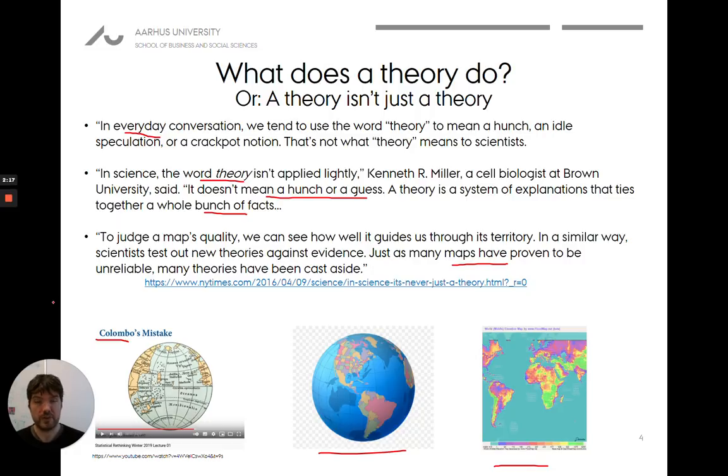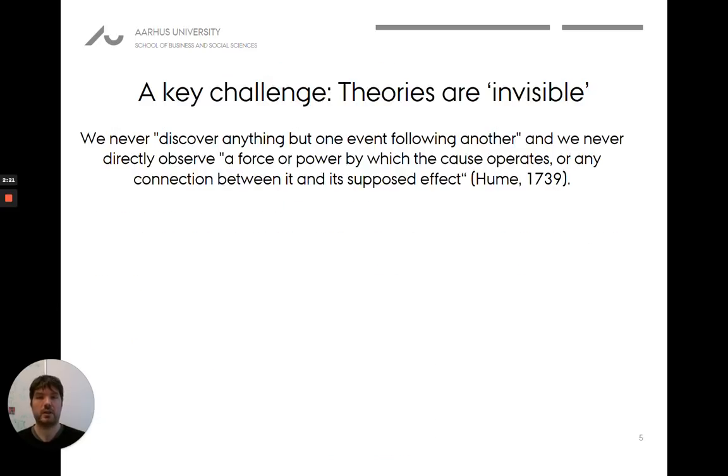So theories do something. They help us. And theories can improve over time. But the key challenge of theories is that they are invisible in some sense. British philosopher Hume is famous for pointing out that we never really discover anything but one event following another. Or put differently, we never directly observe a force or power by which the cause operates, or any connection between it and its supposed effect, how that works. We don't see the causal connection.